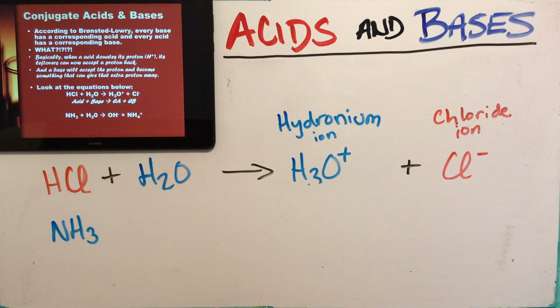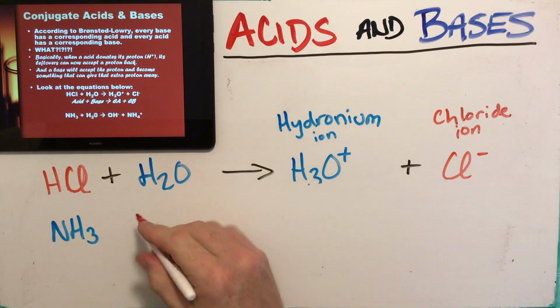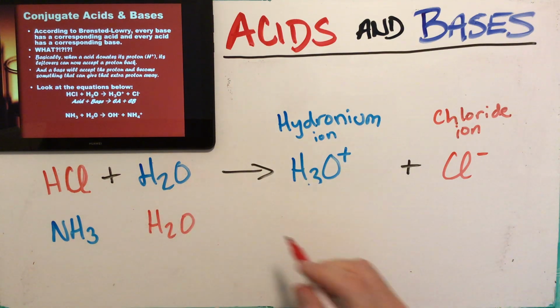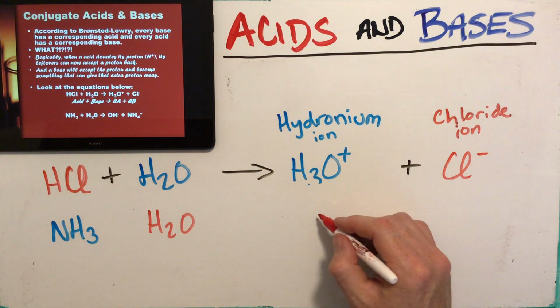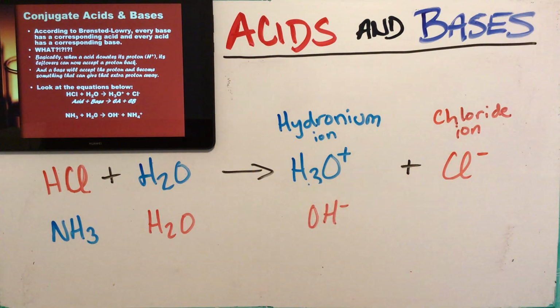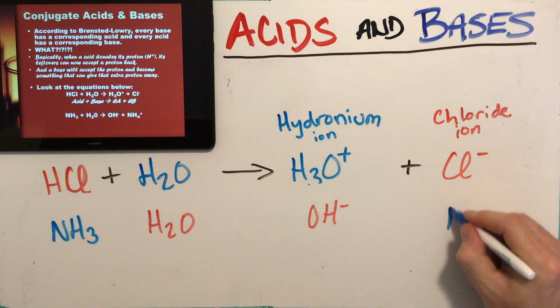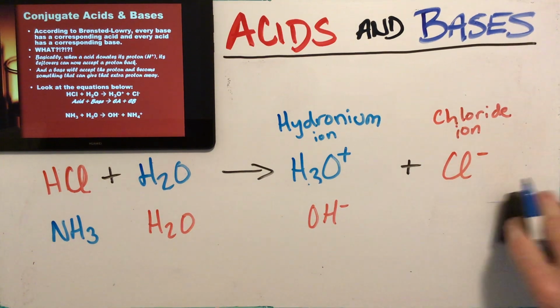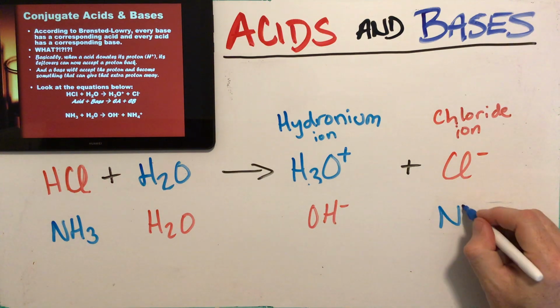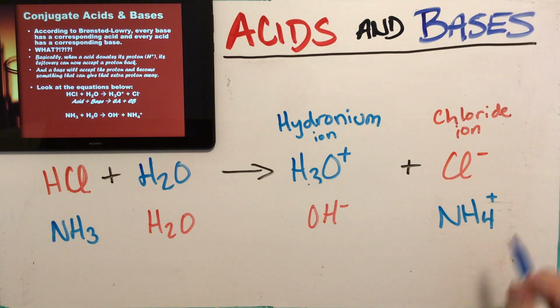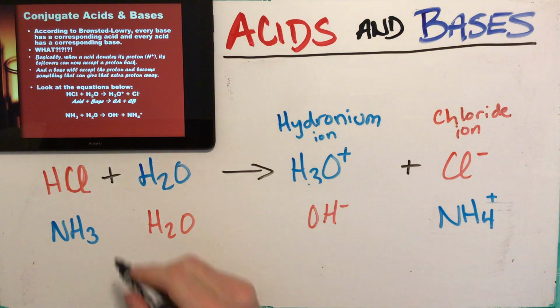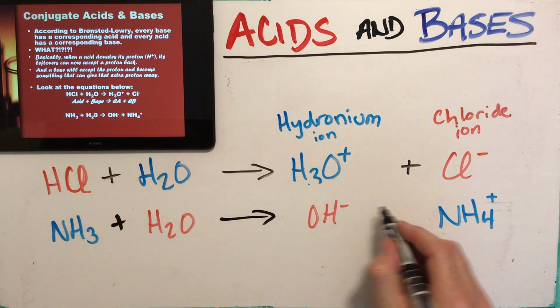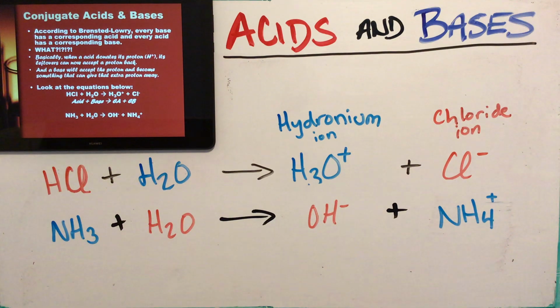Ammonia and water, and we've got OH negative and NH4 positive. All right. And then we've got plus yields plus. All right. So here's another example.